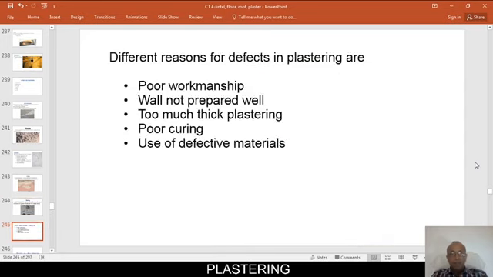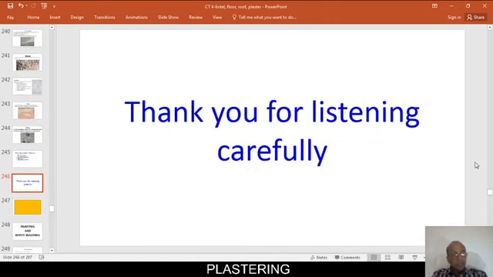Now, the different reasons for defects in plastering are poor workmanship, walls not plastered well, too much thick plastering, poor curing, and use of defective materials.